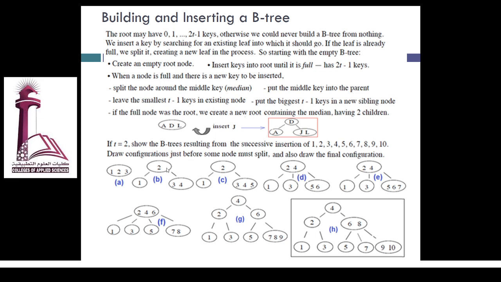Simultaneously you can check the rule for the number of children. If it has 1 key, then it must have 2 children. So here also 1 key, 2 children. Here it has 2 keys. n keys means n plus 1 children.